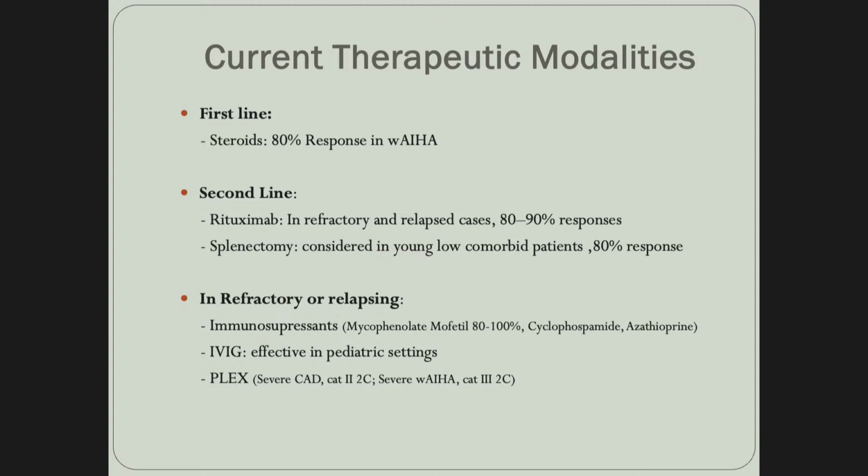Whereas in refractory or relapsing cases, they have additional support with immunosuppressants. They can use mycophenolate mofetil, which is having 80 to 100% response. So this is giving good response in refractory cases. IVIG can be used in pediatric settings as well as in Evans syndrome. Plex can be considered, but in severe cold agglutinin disease, it is category 2 indication, which is second line of treatment. And there is a weak recommendation as per ASFA guidelines, even in warm autoimmune hemolytic anemia. So it comes under category 3.